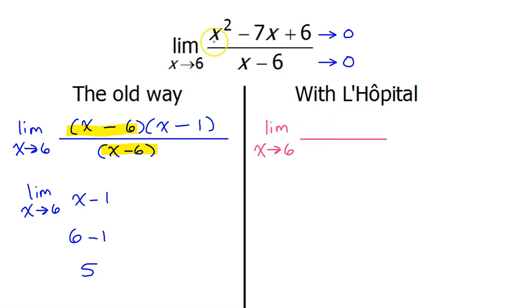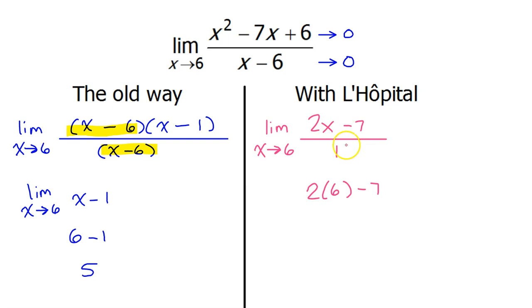L'Hopital's rule says we can take the derivative of the numerator and the derivative of the denominator without changing the value of the limit. So let's go term by term. The derivative of x squared is 2x, and the derivative of negative 7x is negative 7. The derivative of x minus 6 is 1. So notice how taking the derivative makes the expression simpler. That's the power of L'Hopital's rule.